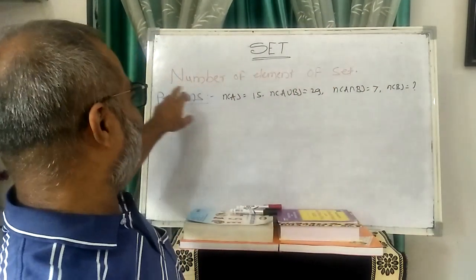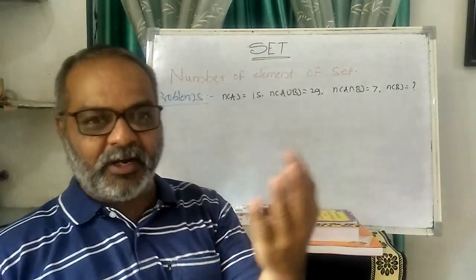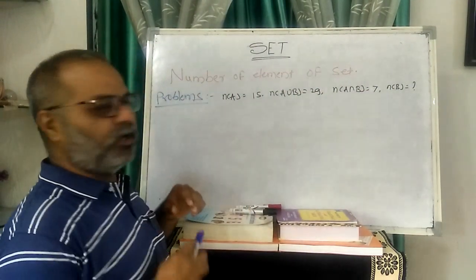So we saw the relation between n of A, n of B, n of A union B and n of A intersection B. This is called the number of elements of a set.